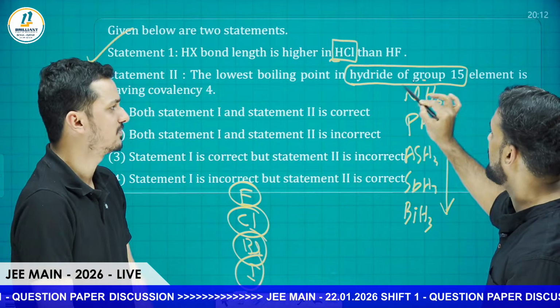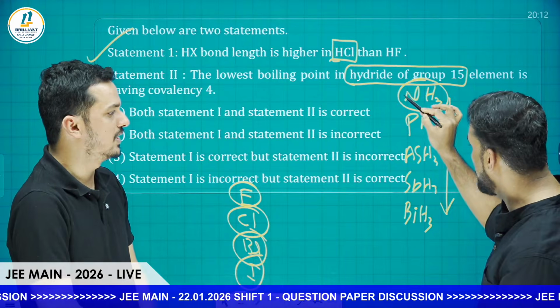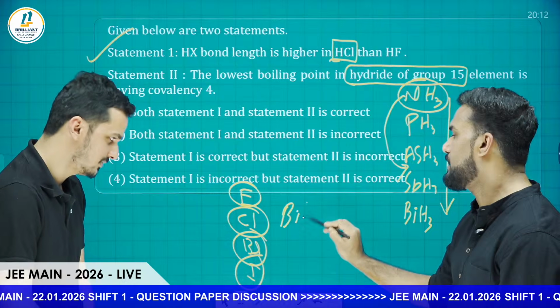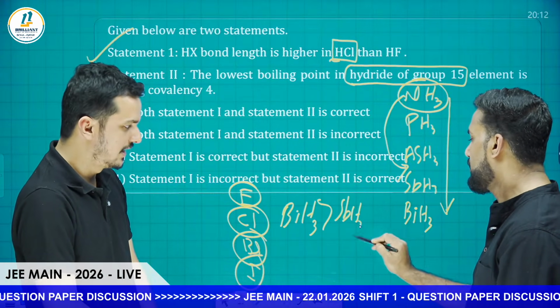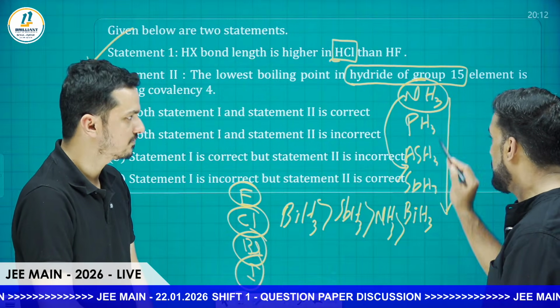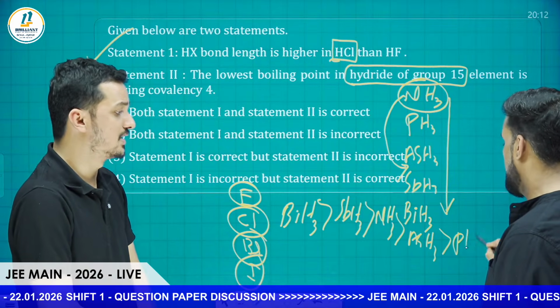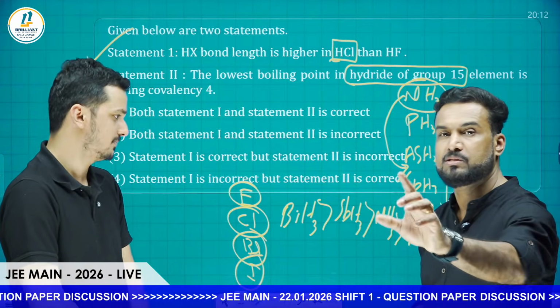Here NH3 will form intermolecular hydrogen bonding. That's why it will come in the middle, between arsine and stibine. So actually BiH3 has the highest boiling point. After that SbH3 will come, then NH3 will come, exactly in the middle, so everyone will make a mistake. Then after that AsH3 will come. Then the last one is PH3. PH3 is the least boiling point among group 15 hydrides. So NH3 is not the least.